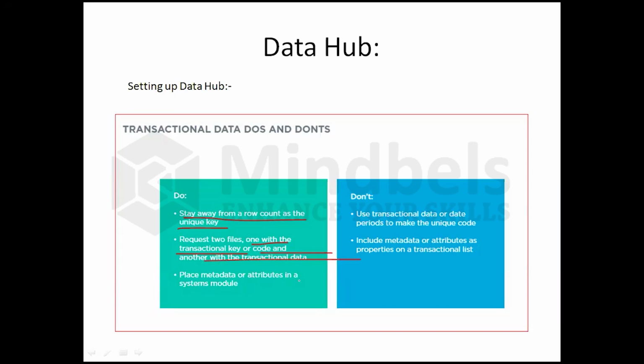Now, place metadata or attributes in a system module. Same thing, right? Whatever we were discussing, your metadata or attributes should not be in the list property, rather it should be in the source system module. Don'ts. Use transactional data or date periods to make the unique code. So you do not use the transactional data or date period to make the unique code. You should not concatenate date periods. Include metadata or attributes as properties on a transactional list. So again, same thing. They are saying don't include those as properties, which I told you. Rather, you should have them in the system module.